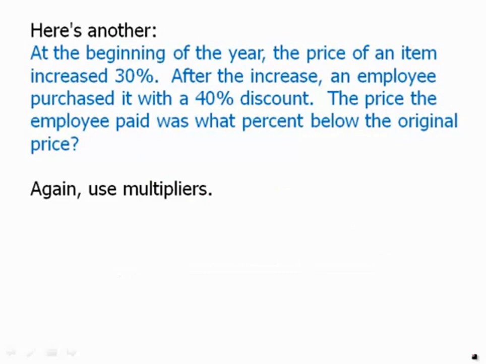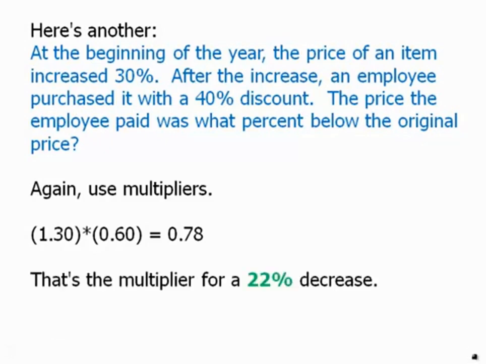So a 30% increase, that's a 1.3 multiplier. A 40% decrease, that's a 0.6 multiplier. We're just going to multiply those two multipliers. They multiply to 0.78. 0.78 is the multiplier for a 22% decrease. And so this means that what we have going on here is a 22% decrease. The price that the employee paid was 22% less than the original price.